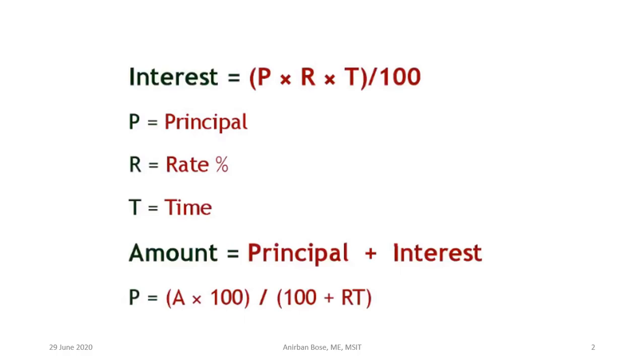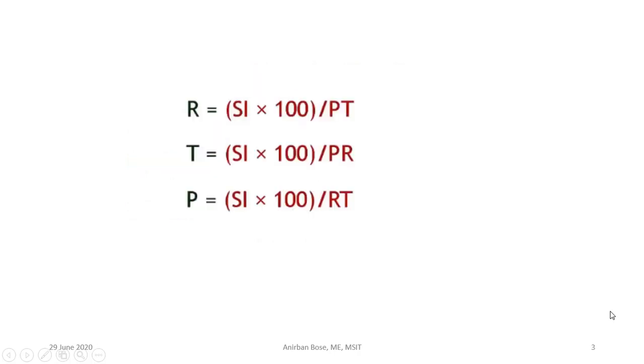Here are the formulas of simple interest. The simple interest will be equal to PRT divided by 100, where P is the principal, R is the rate of interest in percentage, and T is the time. Similarly, amount is the total of principal plus interest. So if the amount is known, then we can find the principal using this formula: amount into 100 divided by 100 plus RT.